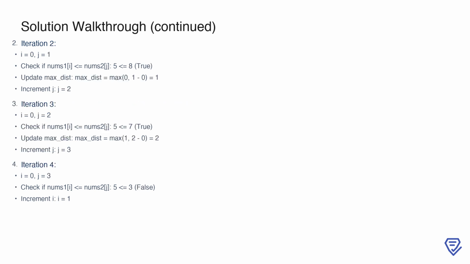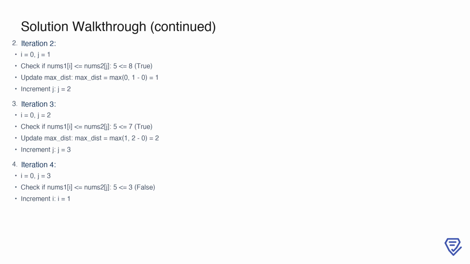In the second iteration, i is still 0 and j is now 1. We compare nums1[0] and nums2[1], which are 5 and 8. The condition is true because 5 is less than or equal to 8. We calculate max_dist as the maximum of the current max_dist 0 and j-i, which is 1. This updates max_dist to 1. We then increment j to 2.